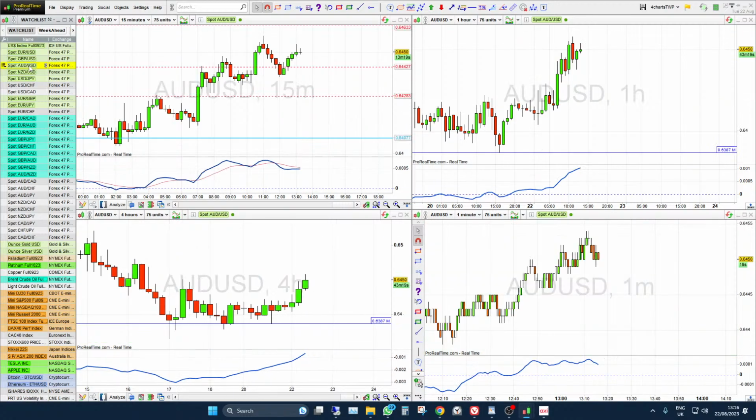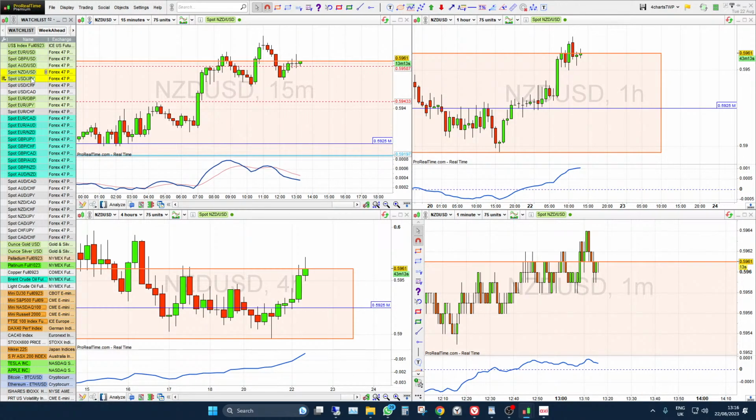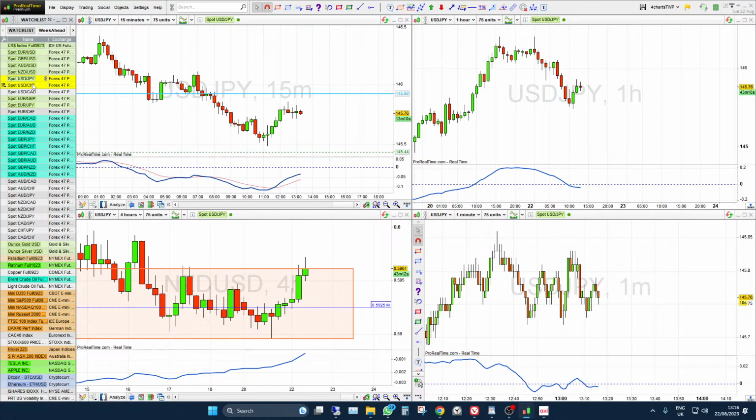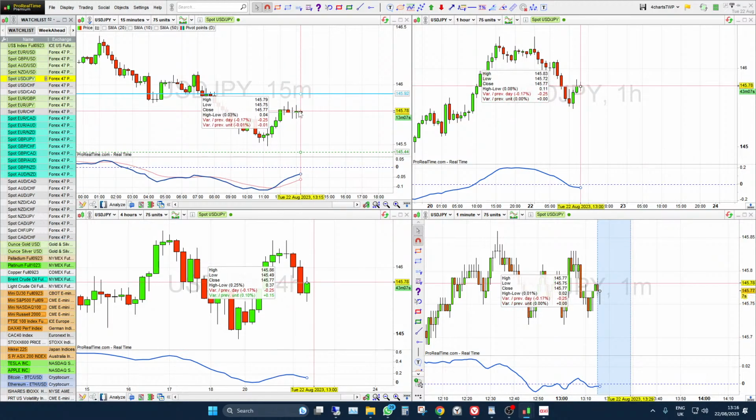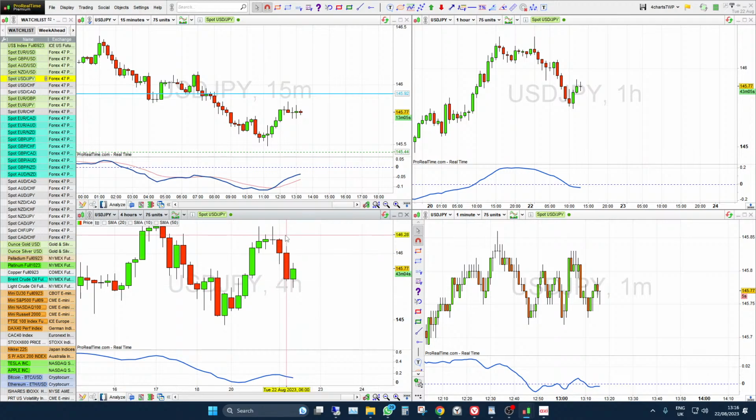Let's look at the Aussie pairs. Slowing down. We're going to get a bit of a head and shoulders pattern here. Kiwi battling in that area. Let's see. Dollar yen starting to stall a bit here. So again, let's talk through this.